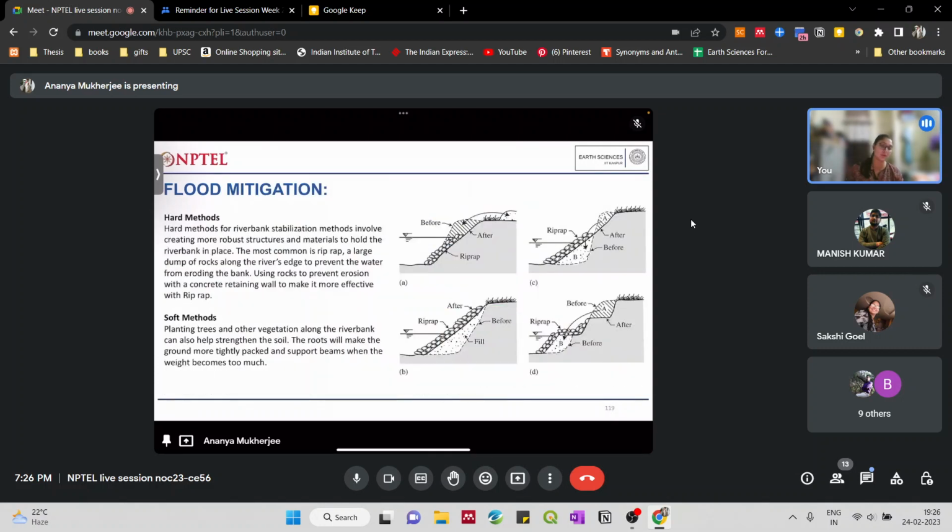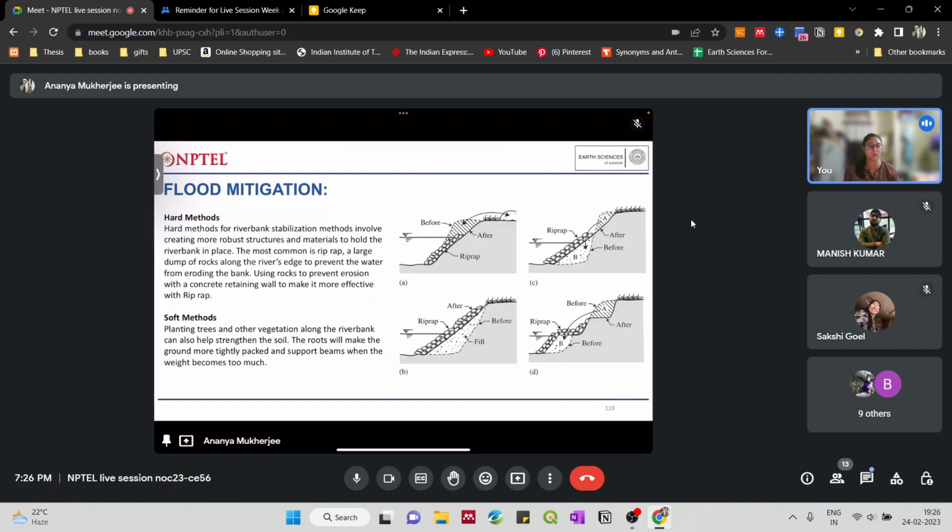So now we know that India as a whole, the majority of the regions in India are flood prone. So it is important for us to understand how we can decrease the bad effects of these floods. Okay, so you have hard methods. What are hard methods? You can stabilize the river banks using natural materials, or building structures which are going to hold the river bank in place.